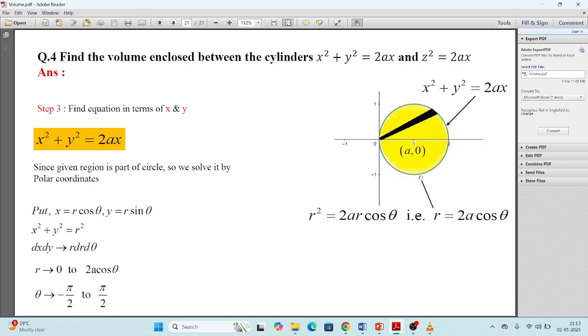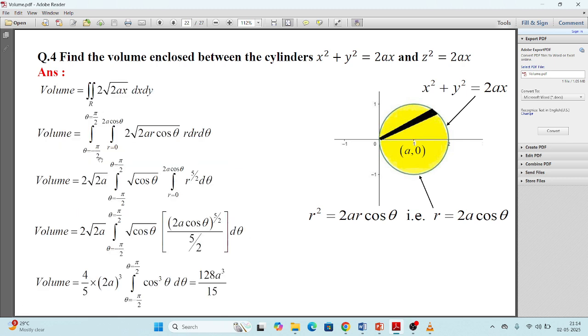And how can I take it? It is according to the equation of circle. So the equation of circle accordingly you are taking. So the equation of circle is r equals 2a cos theta. So these are the limits of theta. This is occupied in the fourth and first quadrant. So the limits of theta will be minus pi by 2 to plus pi by 2.